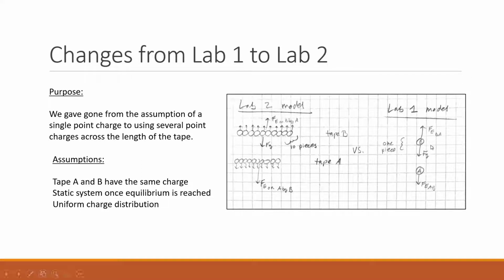In Lab 1, here, we have assumed the tape as a singular point charge. In Lab 2, we have assumed a line charge, or a number of small pieces that sum up to be the length of tape. Our assumptions are the same: that tape A and B have the same charge, that the system is static once equilibrium has been reached, and that the charge for each of the small pieces of tape is distributed equally.